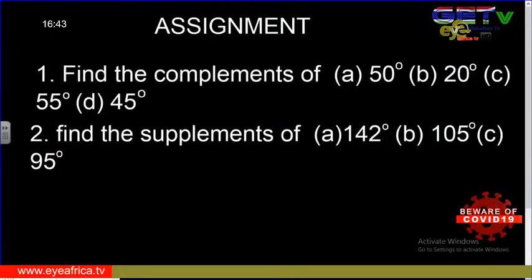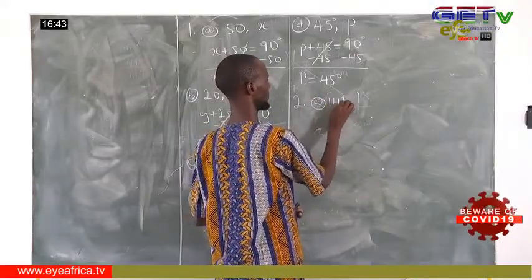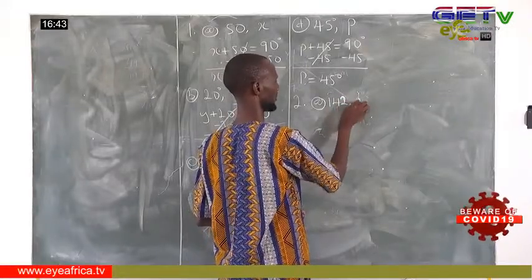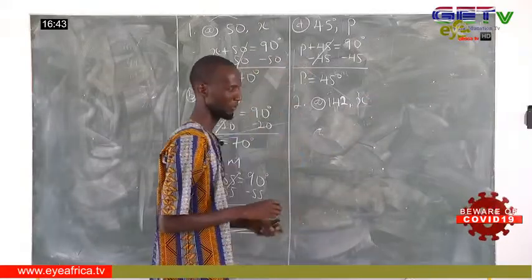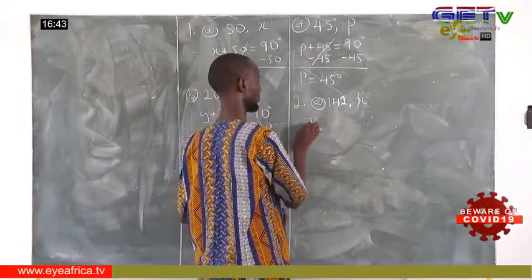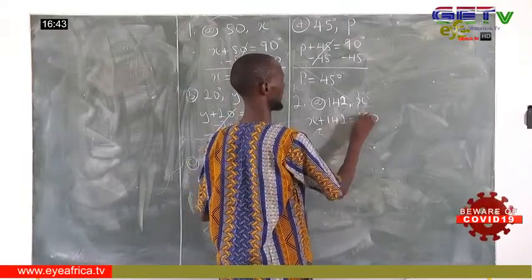Number two, we are looking for supplements, from the word supplementary. And we know that supplementary angles add up to 180 degrees. So if in the first part, we are given an angle of 142 degrees, and we are asked to find its supplement, which we don't know, we can use x to represent it. We know if we add the two, we should get 180. So that's simply going to give you x plus 142 is equal to 180.